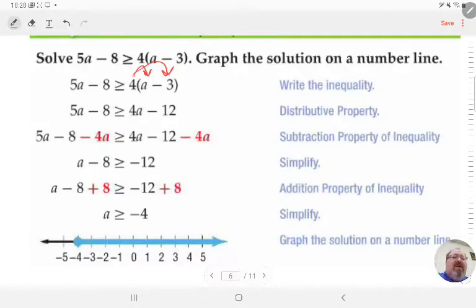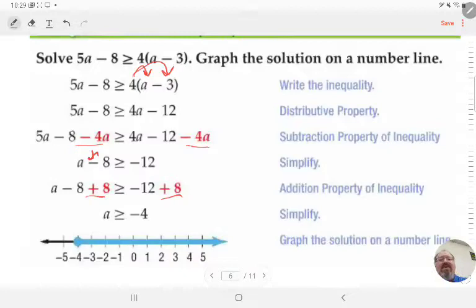We distribute anything that we have grouping. So 4 times a is 4a. 4 times negative 3 is negative 12. We then can subtract 4a from both sides. 4a minus 4a is 0, which leaves me with negative 12. And 5a minus 4a would leave me with 1a, or just a. Since this is subtraction, we would have to add 8 to both sides. And that would give me just a is greater than or equal to negative 4.